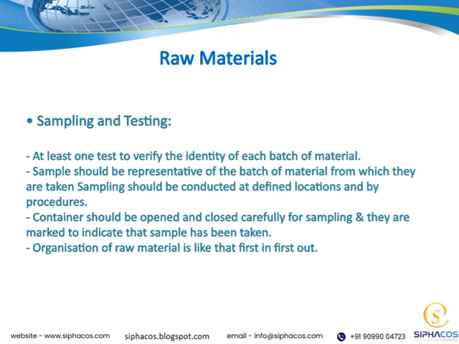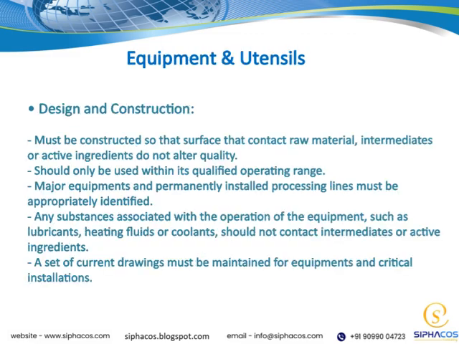Finally, organization of raw materials should follow a first-in, first-out approach. This helps us manage inventory efficiently, prevent spoilage, and make sure we're using the oldest stock first to maintain quality. All these practices together ensure our raw materials are properly verified and handled, supporting the overall integrity of our production process.